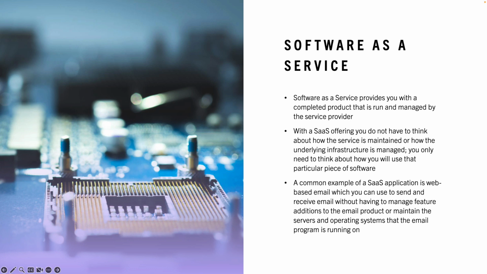Here, whenever you are using these SaaS products, you don't have to worry about how the service is maintained or how the underlying infrastructure is managed. You just need to think about how you will use that particular piece of software or application. Okay, so Gmail, as I mentioned, is one such example of software as a service. So these are the three common types of cloud computing models.